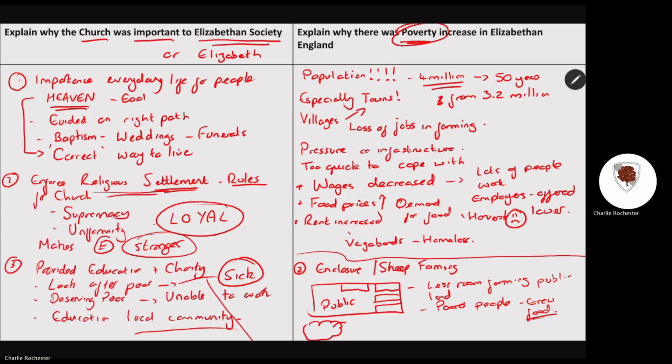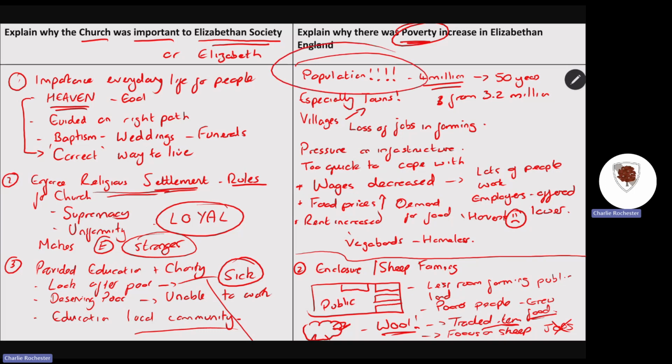Sheep were also really important because of their wool. Wool was the most traded item in England. And what happened was farmers started to focus more on sheep than crops, which meant that farmers lost their jobs. And as a result, poverty continued. They would have ended up moving to the towns, which then was massively pressurized because of population. You could write about both of those separately in an exam.